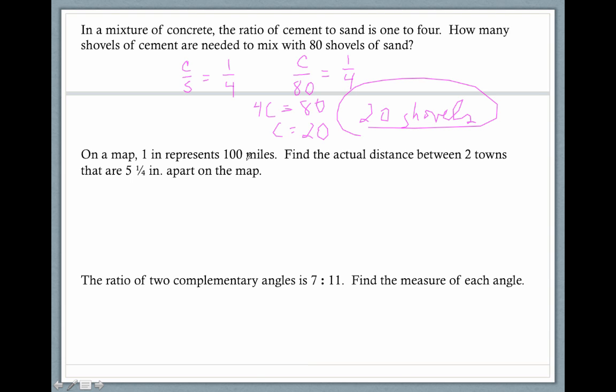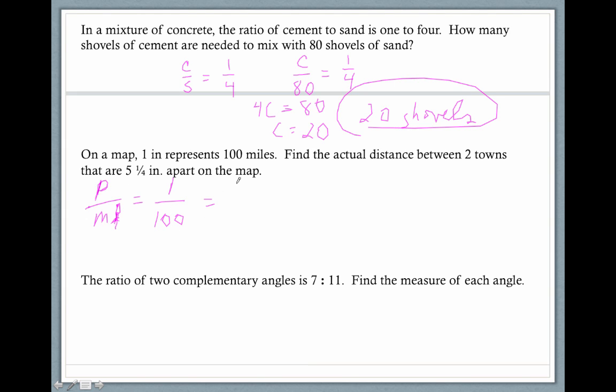On a map, 1 inch represents 100 miles. Find the actual distance between two towns. So let's see, for map, mile, we'll use P. I'm just taking the other letter in map that's not in miles here. I mean, A would be weird. Map to real miles, I guess I could just put M, is 1 to 100, 1 inch, 100 real miles.